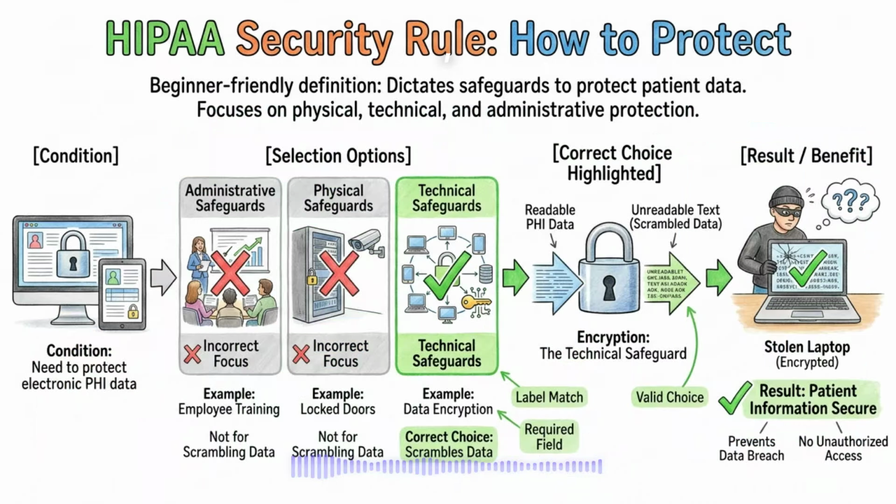While the privacy rule dictates what you are allowed to do, the HIPAA security rule dictates exactly how you must physically and technically protect the data. The security rule requires administrative safeguards like employee training, physical safeguards like locked server room doors, and technical safeguards like complex passwords and data encryption. Encryption is incredibly important because it scrambles the data into unreadable text, ensuring that if a hospital laptop is stolen, the patient information remains completely secure.